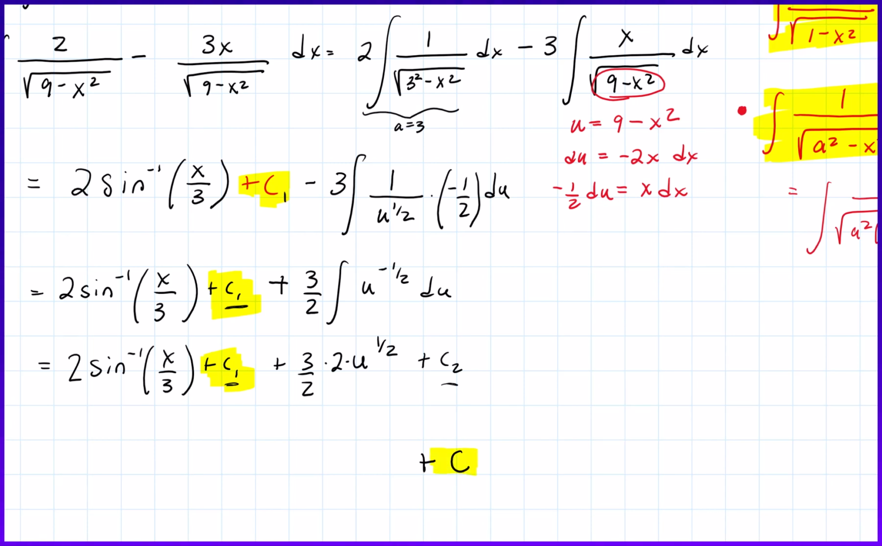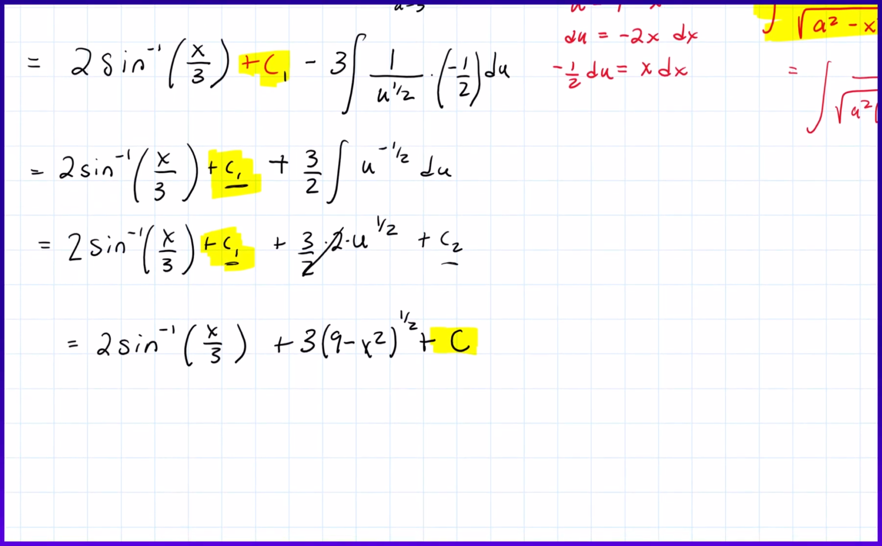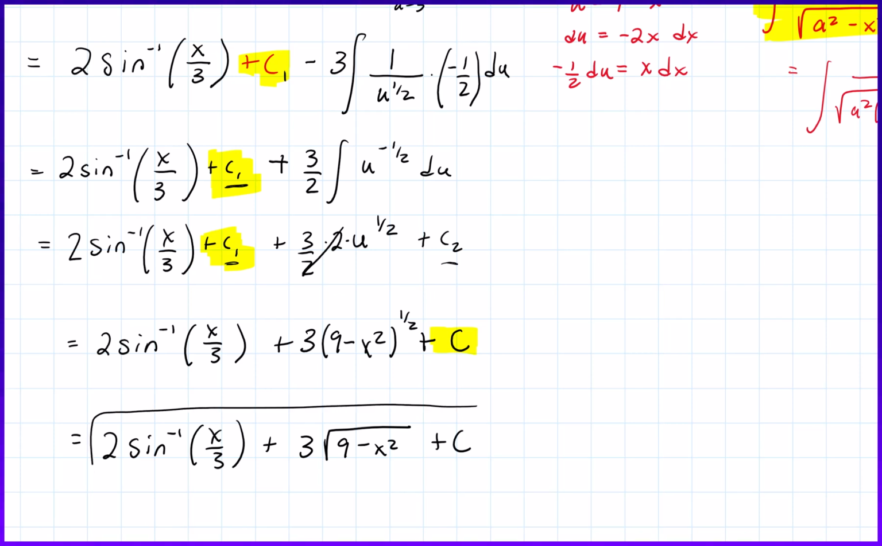Okay, let's keep going here and put our u back in. So this is 2 inverse sine of x over 3 plus, the 2's here cancel, 3, and my u was 9 minus x squared to the 1/2, or we could write that as the square root. So we could write this as 2 inverse sine of x over 3 plus 3 times the square root of 9 minus x squared plus c. And that is my integral.